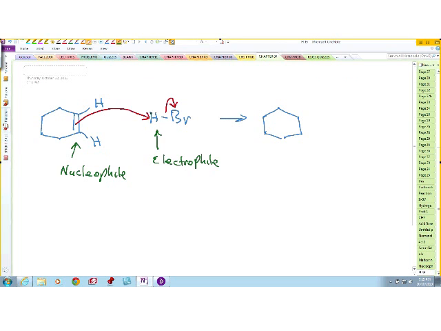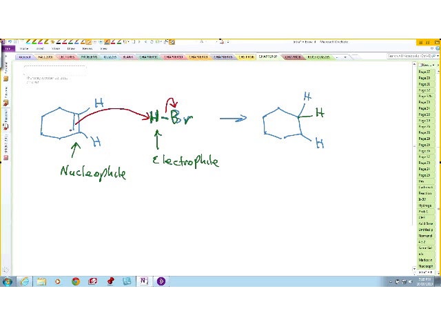Let me use a different color here. Let's use green. Let us say this is green and this is green. Okay? Now we have, this hydrogen was here before. The new hydrogen is now here. This hydrogen was here before. So what have we done here? We have added this hydrogen, or proton, to this carbon-carbon double bond.